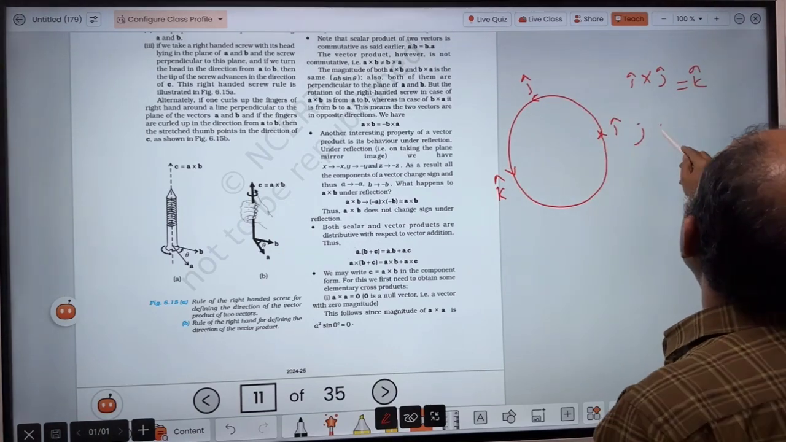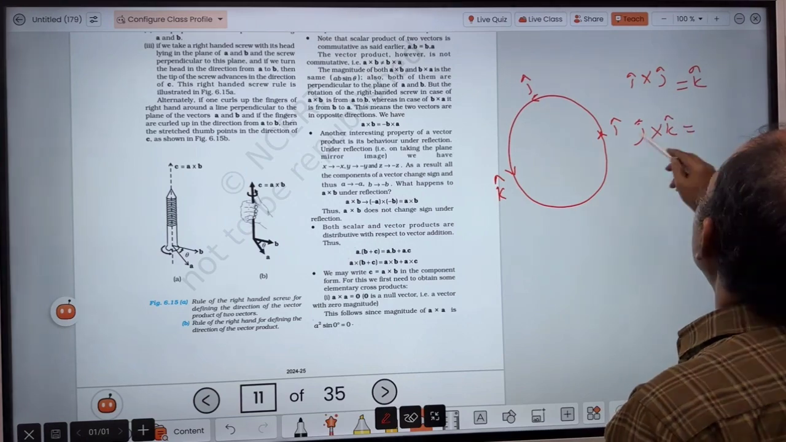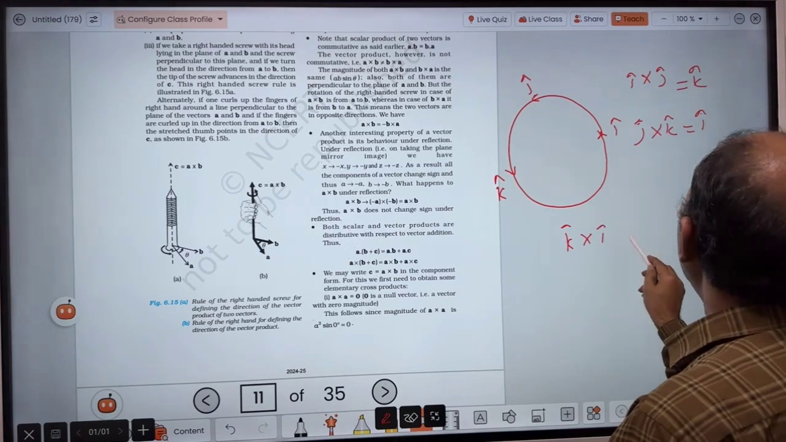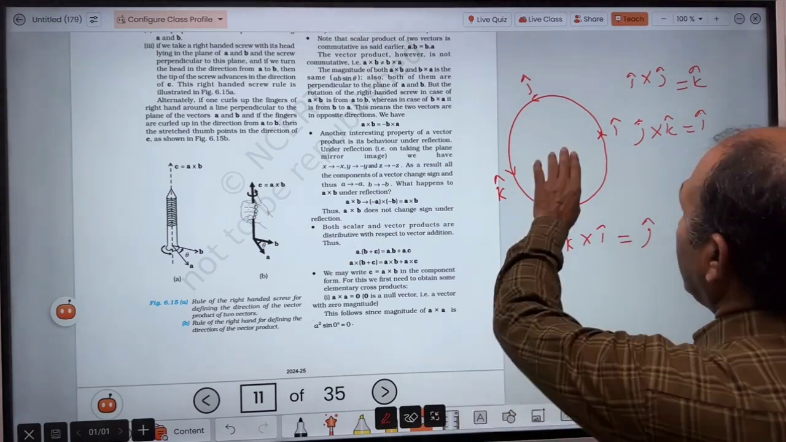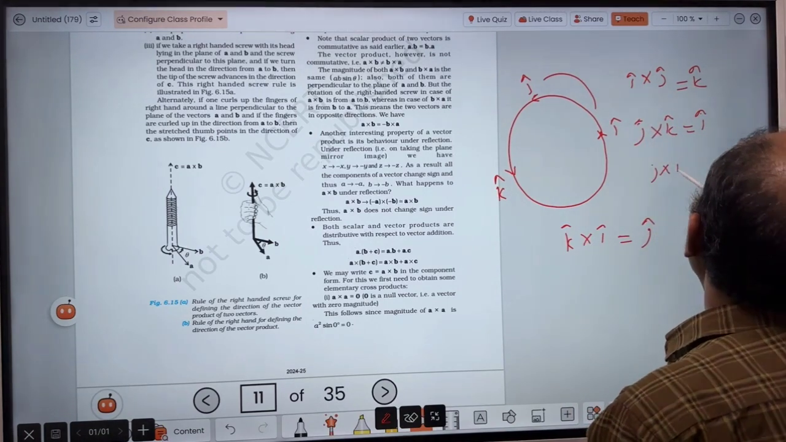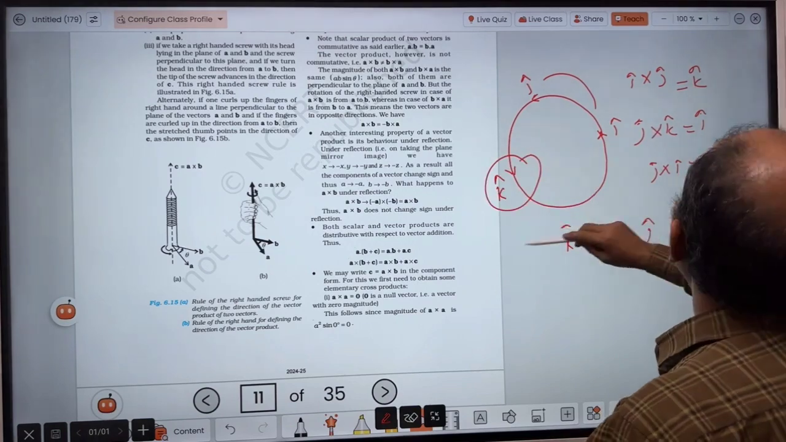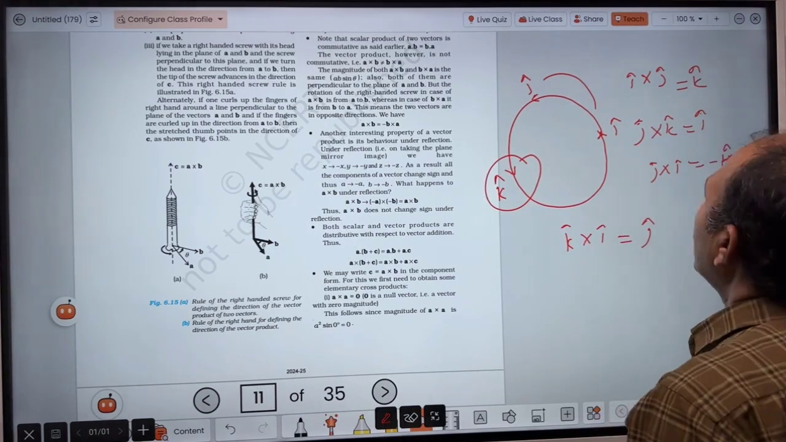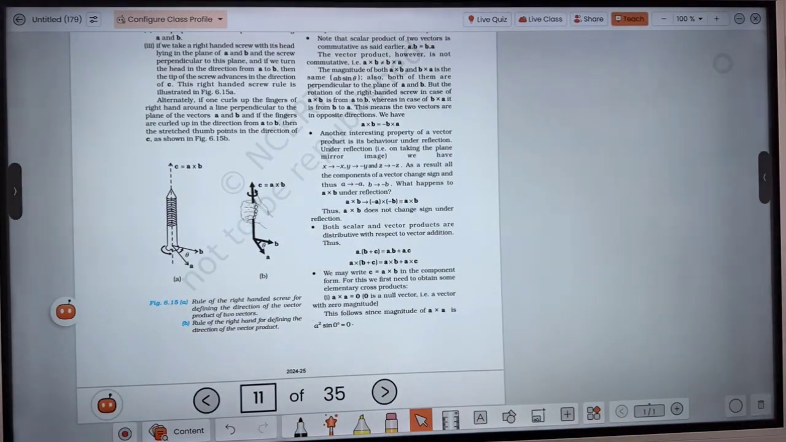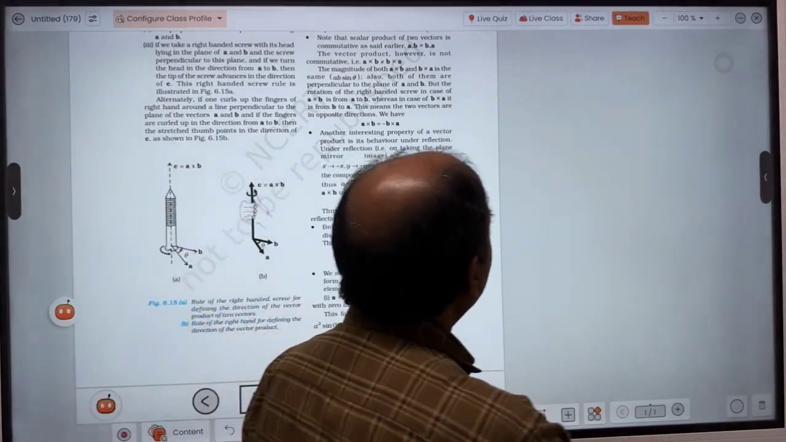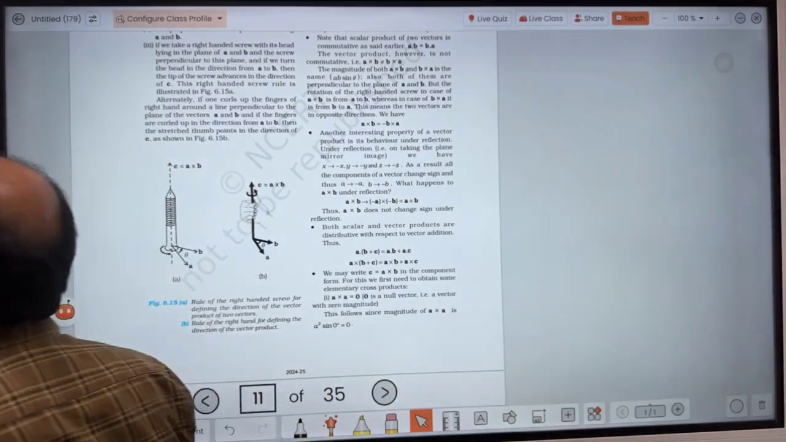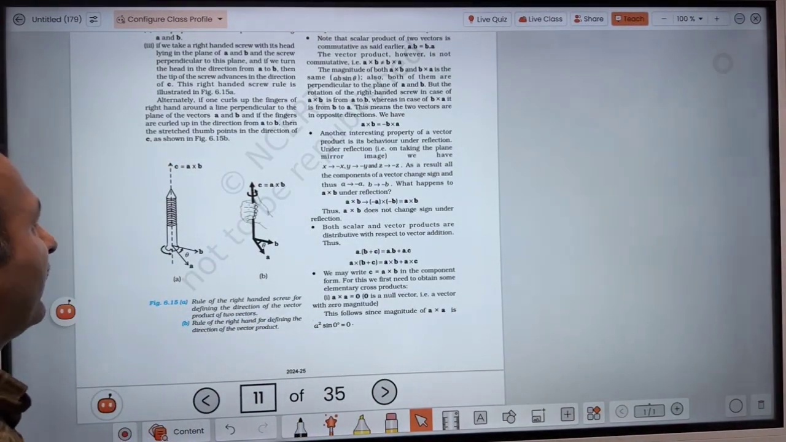If you take J cross K, you will get I cap. Similarly, if you take K cap, I cap, you will get J cap. But if you move in reverse, meaning opposite to the arrow, if you take J cross I, in that case you will get negative of the third vector, minus K cap. So this is how you can easily determine the direction of the third vector, but you have to keep in mind that the resultant of the cross product of two vectors is always perpendicular to the two given vectors.